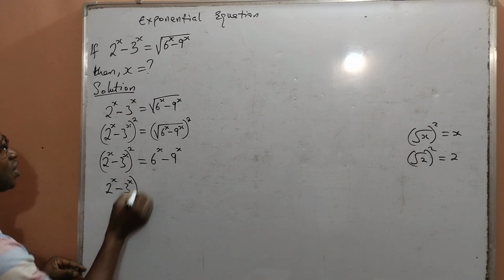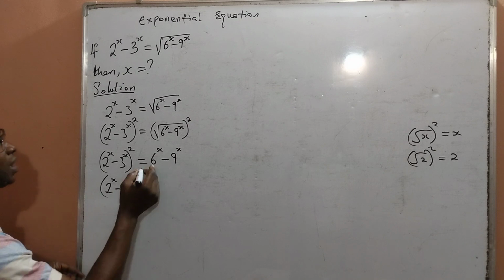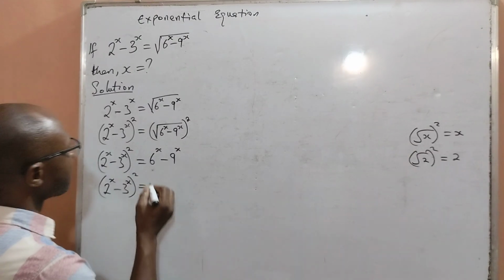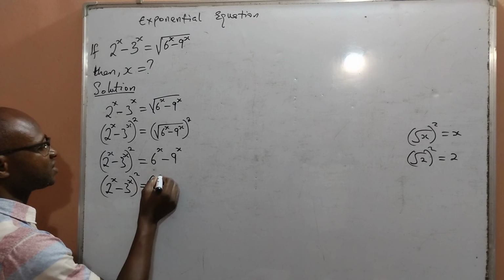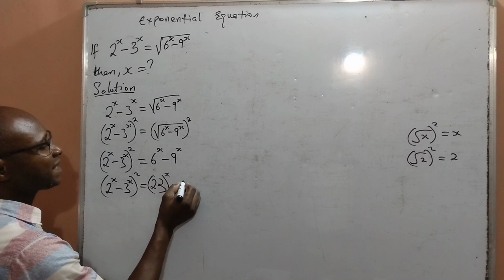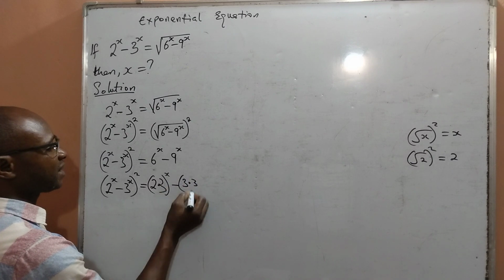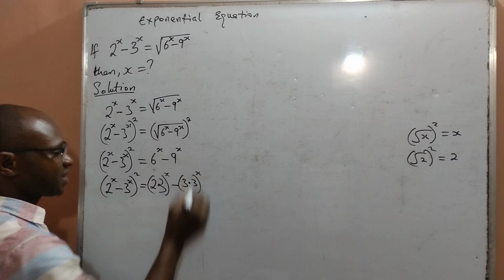Alright, moving forward, I will have it written 2 raised to the power x minus 3 raised to the power x all raised to the power 2 is equal to 6 can be written as 2 multiplied by 3, everything still raised to the power x, and 9 can be written as 3 multiplied by 3, everything still raised to the power x.